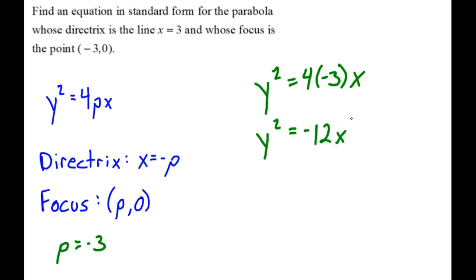So this is a standard equation for this parabola that has a directrix at x equals 3 and a focus at the point negative 3, 0.